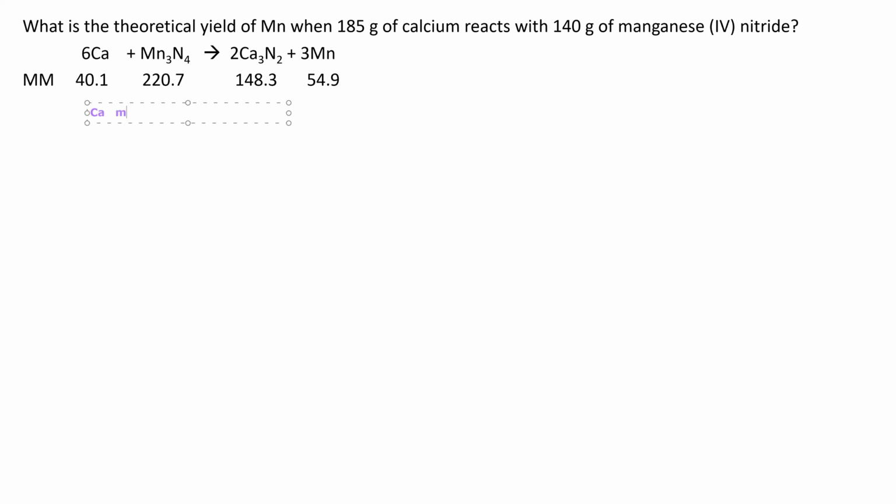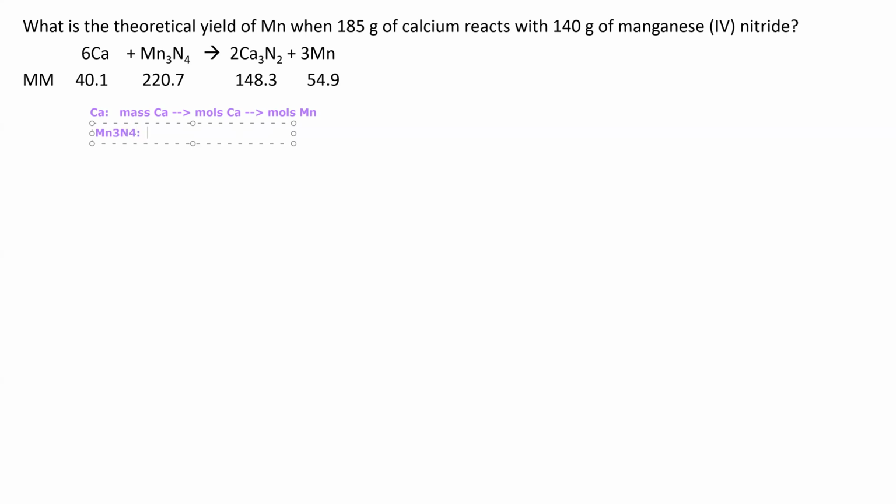So we're going to take the mass of calcium, convert it to moles of calcium, convert it to moles of manganese. And the reason we're converting it to moles of manganese is because the question is asking us how much manganese, or what's the theoretical yield of manganese. And then we're going to do the exact same thing for manganese 4 nitride.